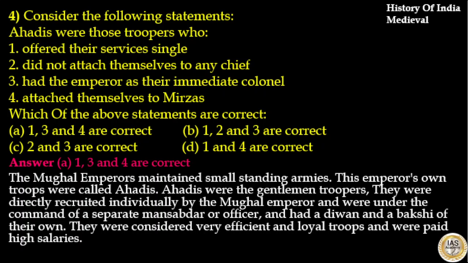The Mughal emperors maintained small standing armies. These emperors' own troops were called Ahadis. Ahadis were the gentlemen troopers. They were directly recruited individually by the Mughal emperor and were under the command of a separate mansabdar or officer, and had a diwan and a bakshi of their own. They were considered very efficient and loyal troops and were paid high salaries. So here the answer to this question is option A, 1, 3 and 4 are correct.